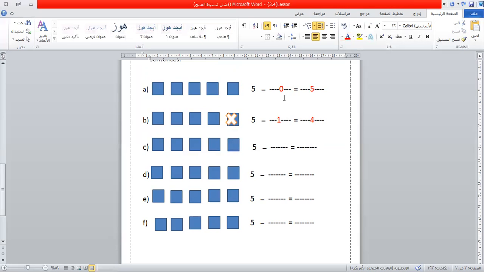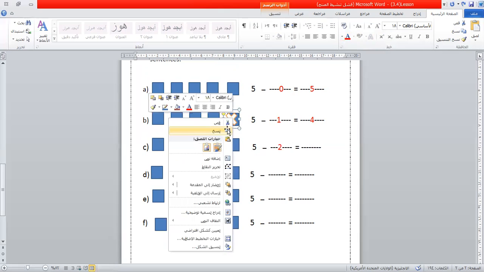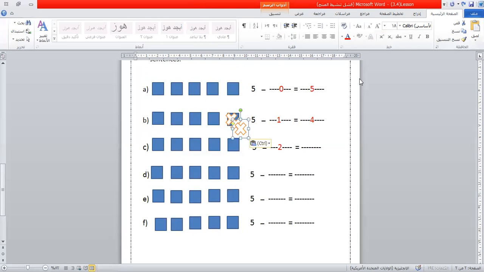Okay, here I crossed 0, I crossed 1, so here I will cross out 2 squares. Let's cross out 2 squares. 1, 2. Okay, I have 5 squares. I crossed out 2 squares, which means 5 minus 2. How many squares are left without crossing? 1, 2, 3. So 5 minus 2 equals 3.